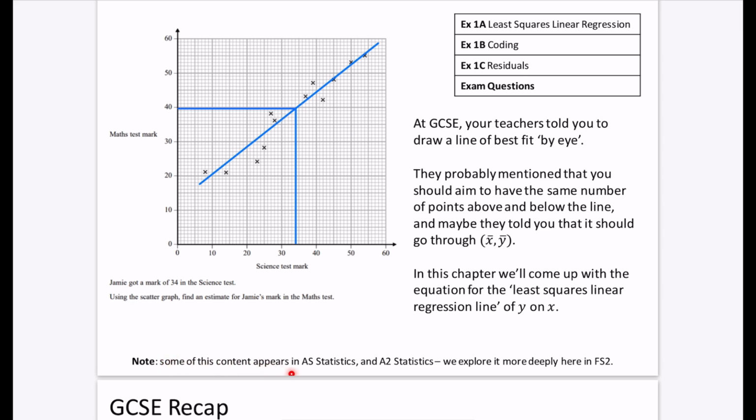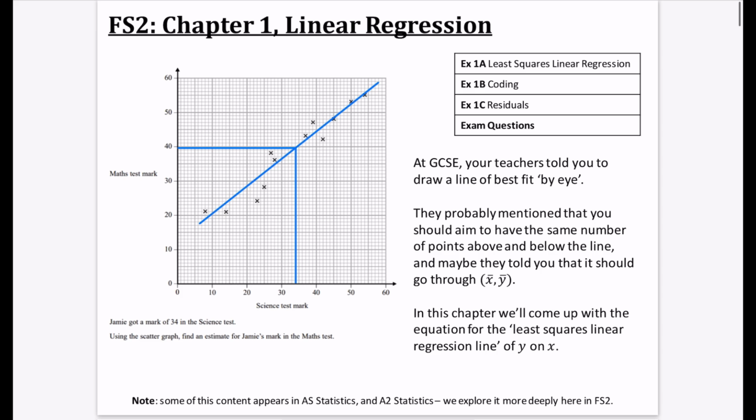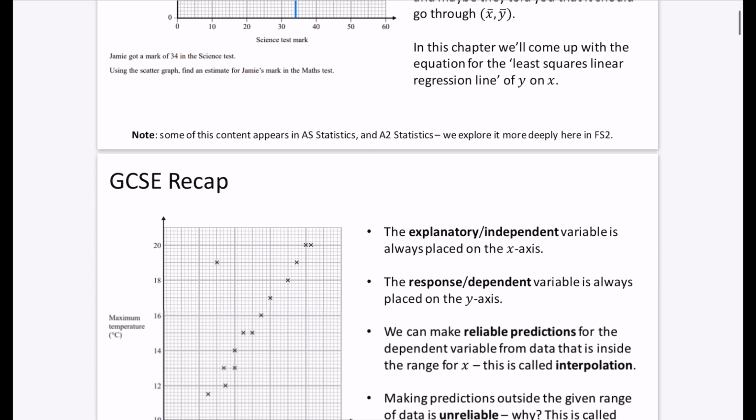Now, note, some of this content actually appears in AS statistics on correlation and in A2 statistics, just from normal maths. This is not from the statistics A level, but just from the normal maths A level, the statistics content, where you have the correlation and then regression and correlation. Basically, we explore it more deeply here in Further Stats 2. In A2 statistics, you do find the equation of the line, or you don't even find the equation of the line. They sometimes give it to you, but we revisit it and see if we can go a little bit deeper in this chapter.